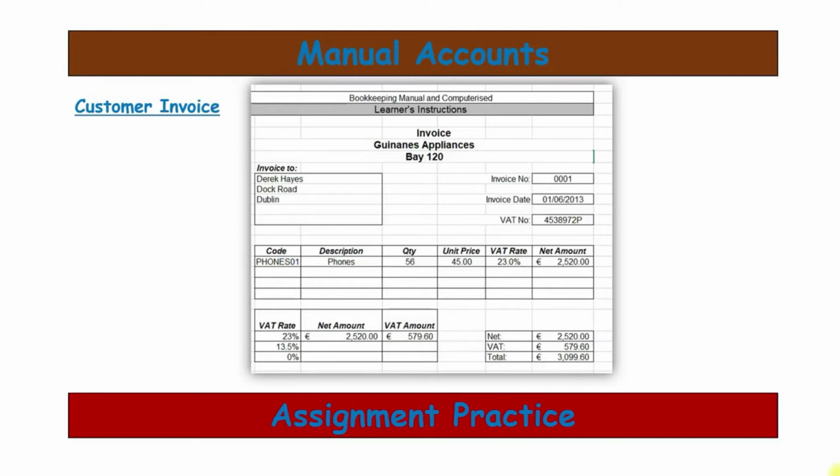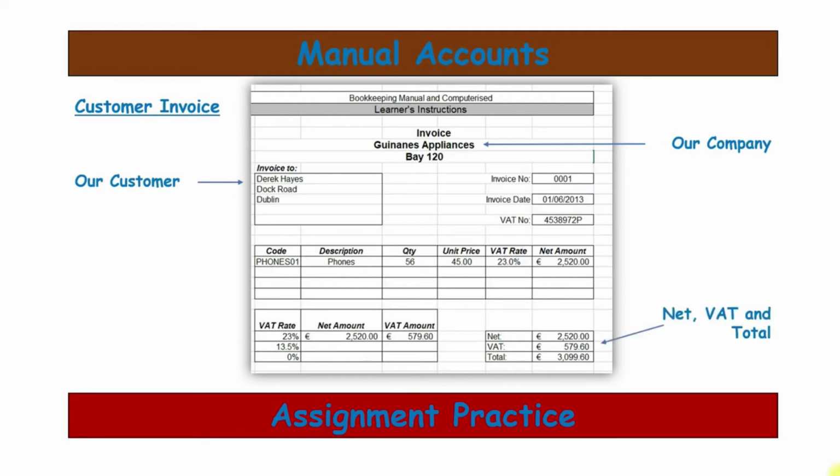A key skill during this exercise is to correctly identify the source documents and the books they should be entered in. For this exercise, our company name is Gwynand's Appliances. Our company name is at the top of the page and our customer's name is in the Invoice To box. This is therefore a customer invoice. Note that the net, VAT and total figures are already calculated.